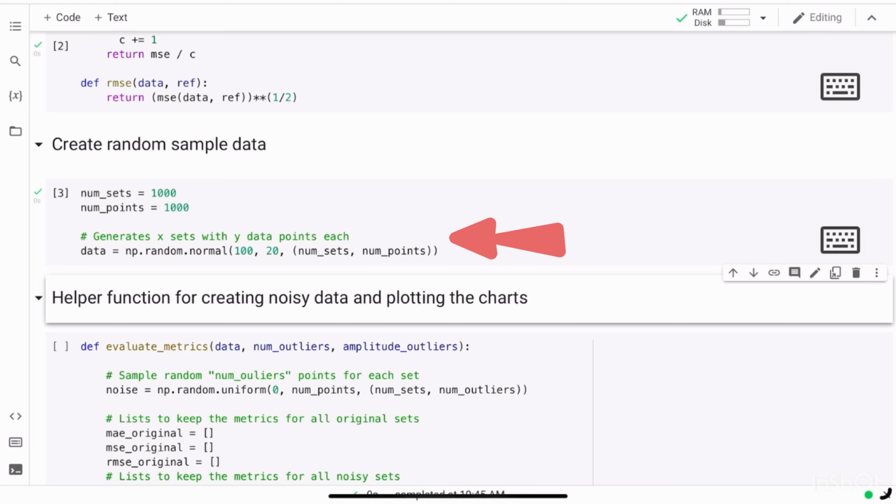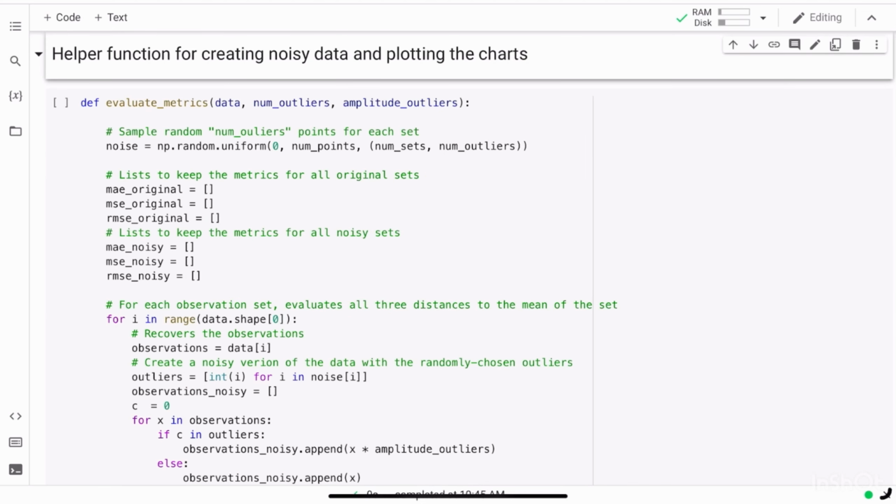In the above cell we have created the original dataset, which is the random dataset using NumPy. Now to that original dataset, I will add some outliers or noise and then calculate the absolute error as well as the squared errors. This function is basically adding the noise data to the original dataset, calculating the absolute error as well as the squared errors, and then plotting the charts. If you see here, the function is accepting the data, the number of outliers, and the amplitude of outliers.